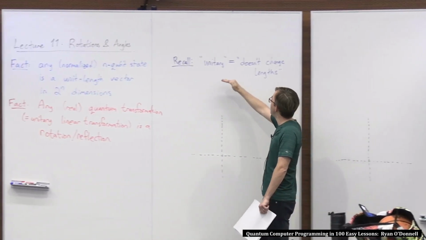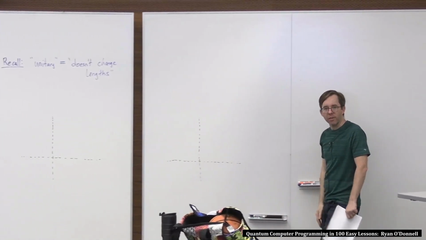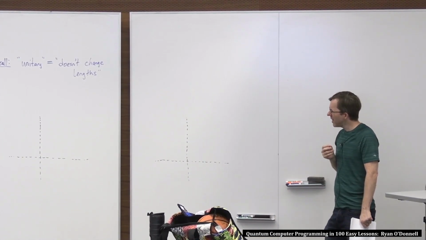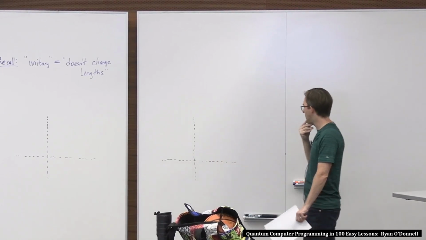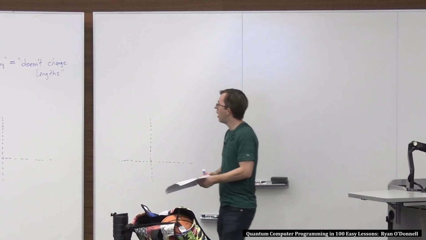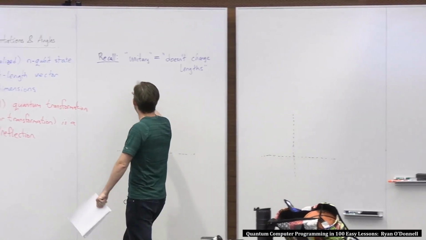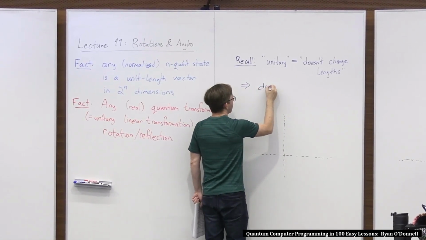Recall the definition of unitary. Unitary means that it's a linear transformation that doesn't change lengths. But that doesn't obviously mean that it has to be a rotation or a reflection. Let's see why it does. The first thing I want to convince you of is that once you know this unitary transformation doesn't change lengths, that also implies that it doesn't change angles.